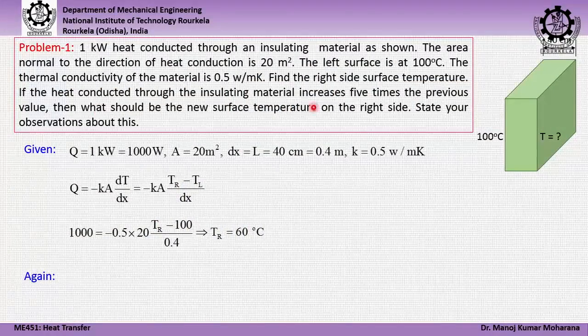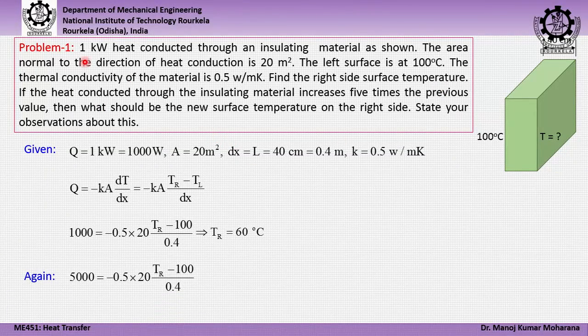Now we will go for solving the second part of this problem, where it has been told that heat conduction through this insulating material increases 5 times. That means now the heat transfer Q will be 5 kilowatt, that means 5000 watt. So we will again use the same expression as we have used here. In this expression, the left hand side will have 5000 watt, which equals minus k into A into (TR minus TL) by dx.